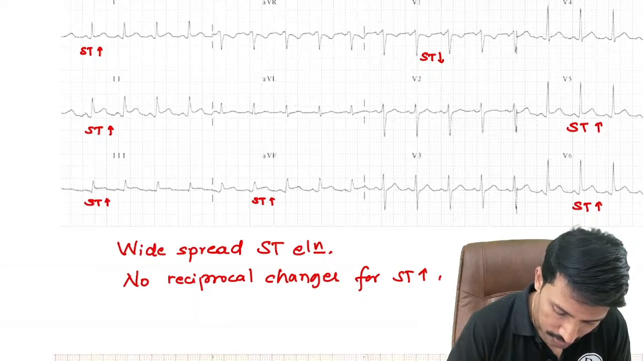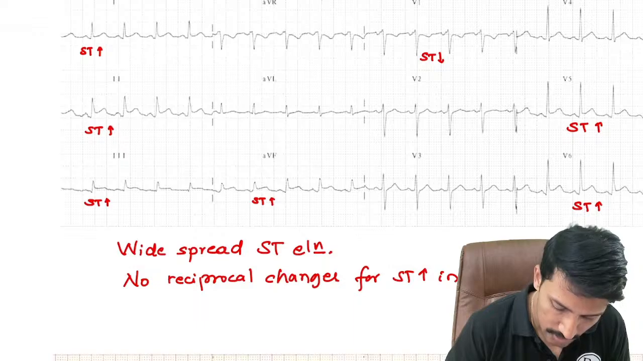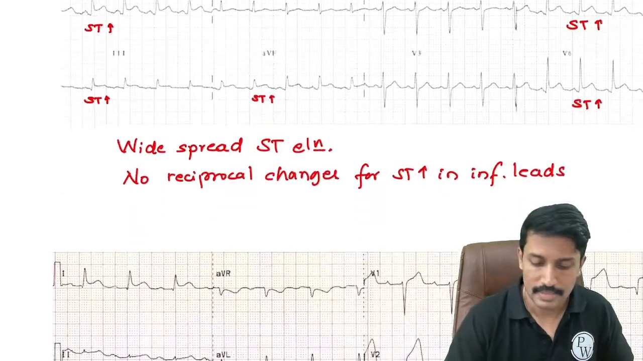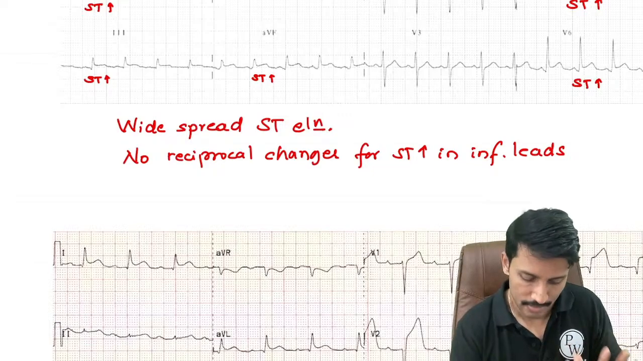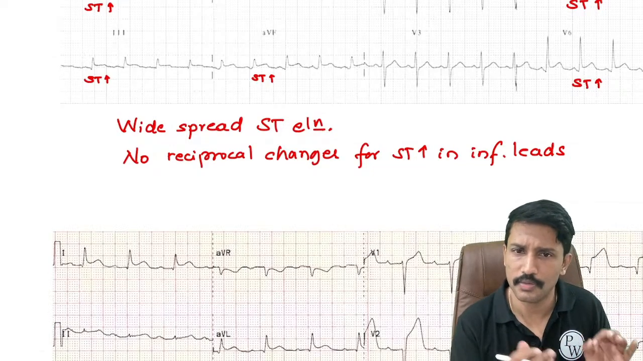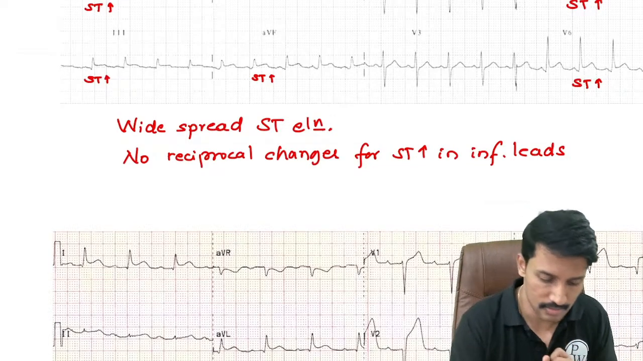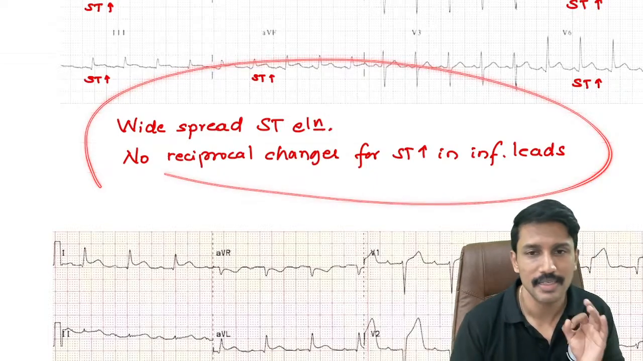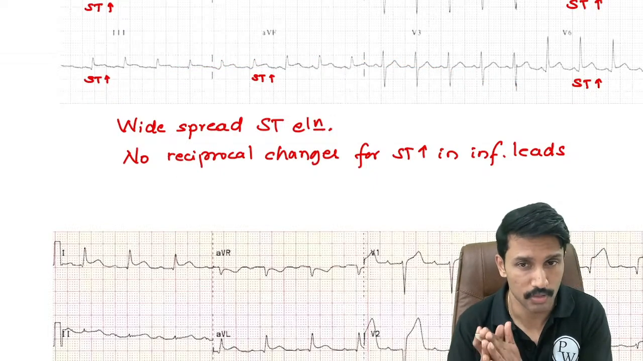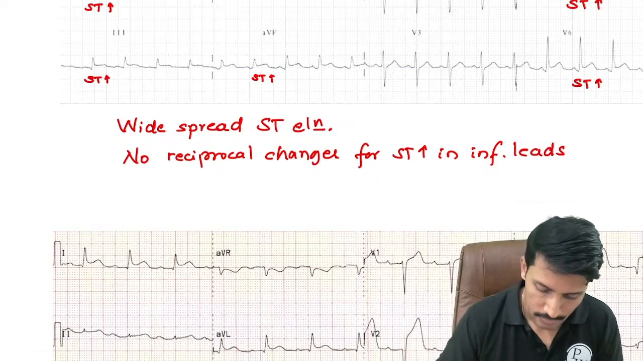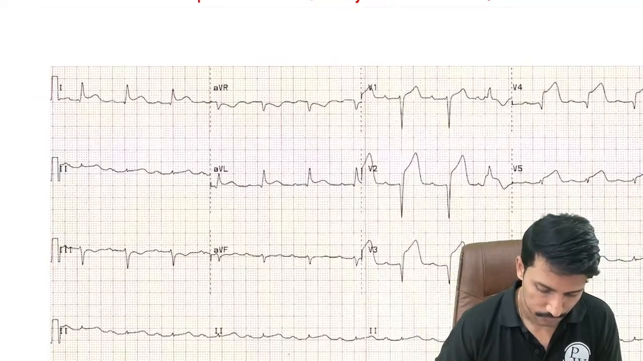for ST elevation in inferior leads. If there was ST elevation in inferior leads and it was truly STEMI, I should have had the reciprocal changes, right? Okay. In this ECG, there are some more interesting features. We'll come back and see later. But now we know that this is not suggestive of STEMI because it is lacking the reciprocal changes. Okay. Now we will look at another ECG.